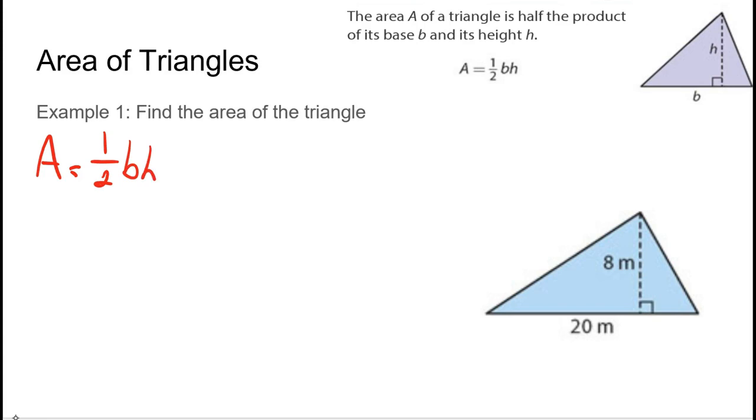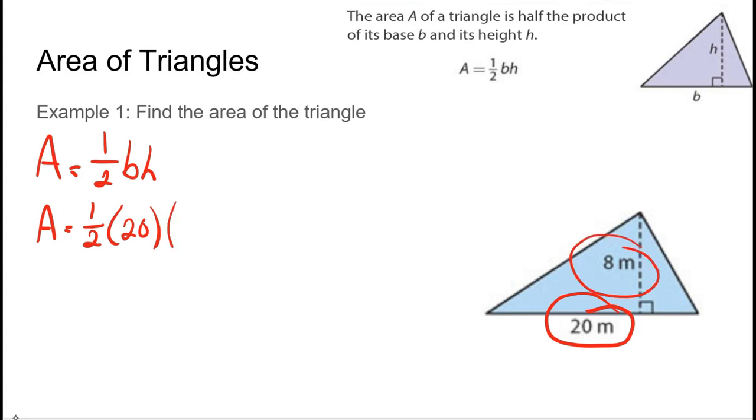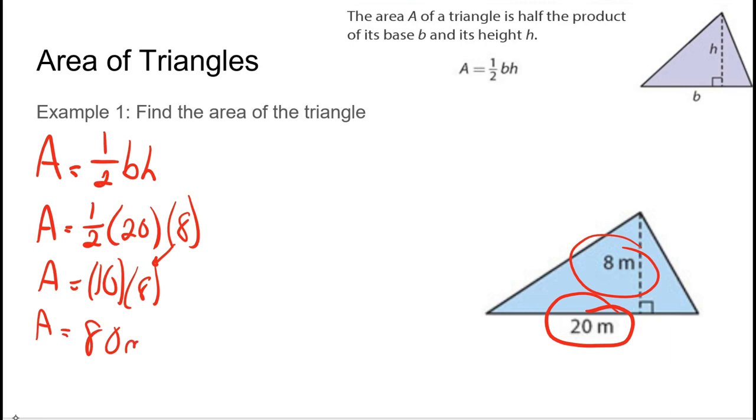Again, the first thing I always do is write down my formula. Second thing I always do is just plug in my information. So if I look at this triangle, my base is 20. So it's 1/2, 20. My height is 8. So I write 8. And then I just multiply. So I have, again, I can do them in any order. I'm going to do half of 20 because I know that's really easy to do. Half of 20 is just 10. And then I bring down my 8 and I multiply 10 times 8 because I haven't multiplied with the 8 yet. And I get 10 times 8, which is 80 meters squared.